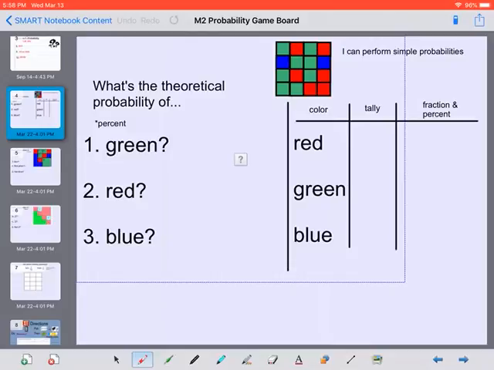All right, today we are doing Unit 7A, Mission 2. For some reason it did not show up on here today. We are going to find first the theoretical probability, meaning what should happen.